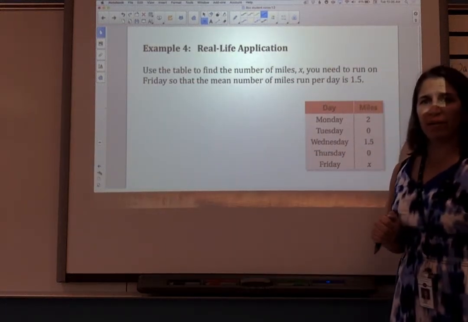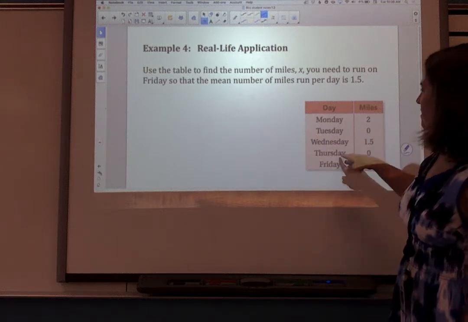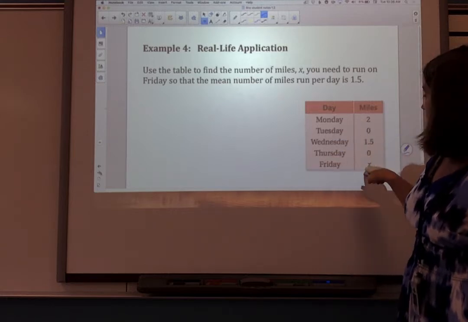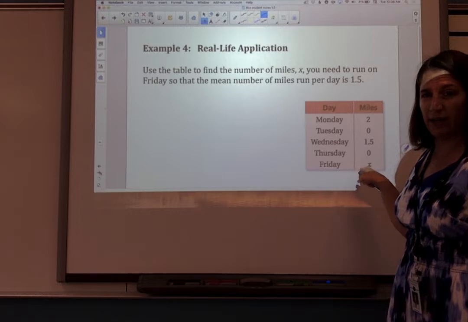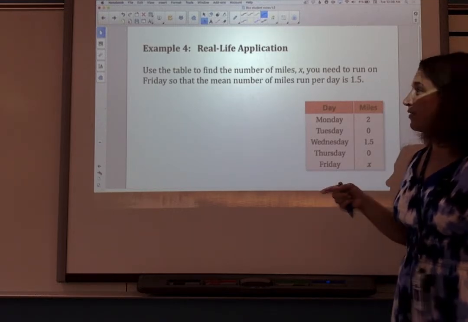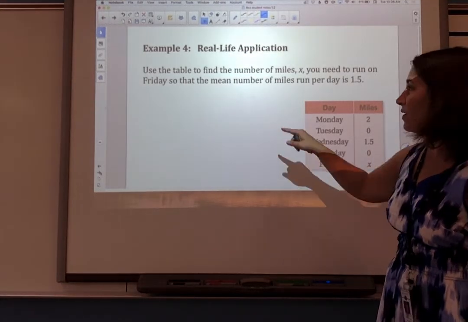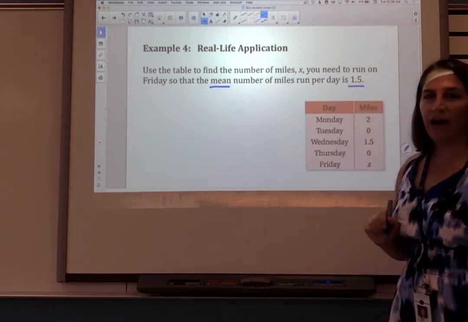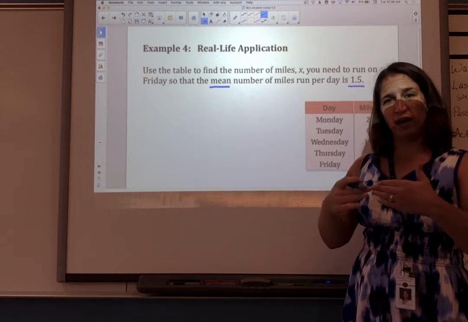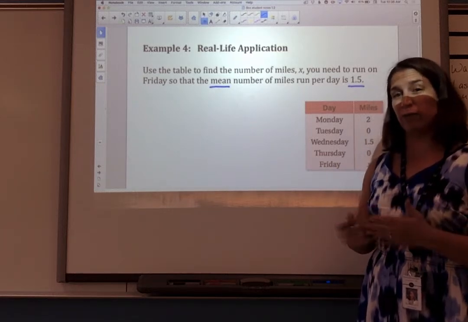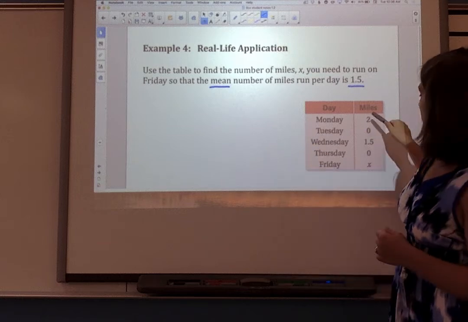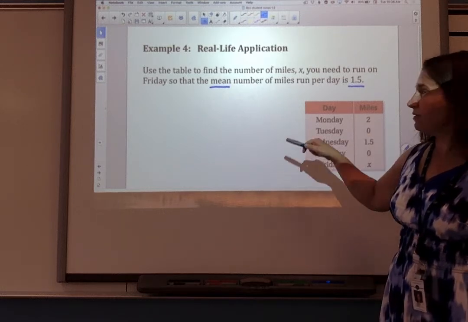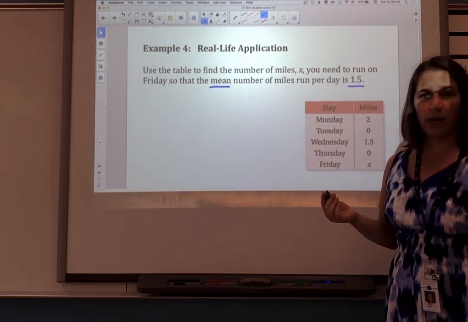Example 4 is a real-life application. So here we have this table that tells us the number of miles, x, that we've run each day. And we don't know how far we ran on Friday. I guess that hasn't happened yet, so it's a variable, it's x. But we want to figure out how far we need to run on Friday so that the mean, or the average number of miles that we run each day is 1.5. So we know that we find the mean by adding up all of the numbers and dividing by however many data points we had. So 1, 2, 3, 4, 5. So we need to add all of this up and divide by 5, and we want it to be equal to 1.5. So that's how we're going to set up our equation.